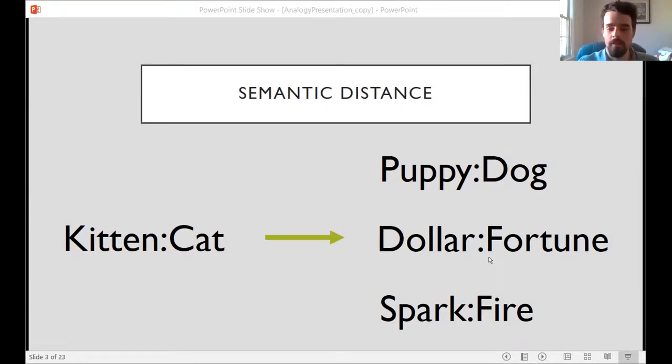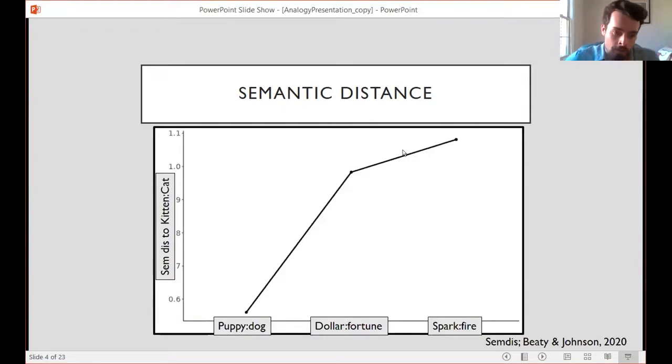And it's a complicated mathematical equation involving cosine waves. We're not going to get too into the weeds on this one because we didn't develop the technique. We just used it to approximate the semantic distance, which we've also found to be related to, more semantic distance requires more creativity to solve. So for example, you can see that if you calculate the semantic distance, starting with kitten to cat, puppy and dog are closer, and then dollar and fortune are further in semantic distance, and then spark and fire being the furthest distance.